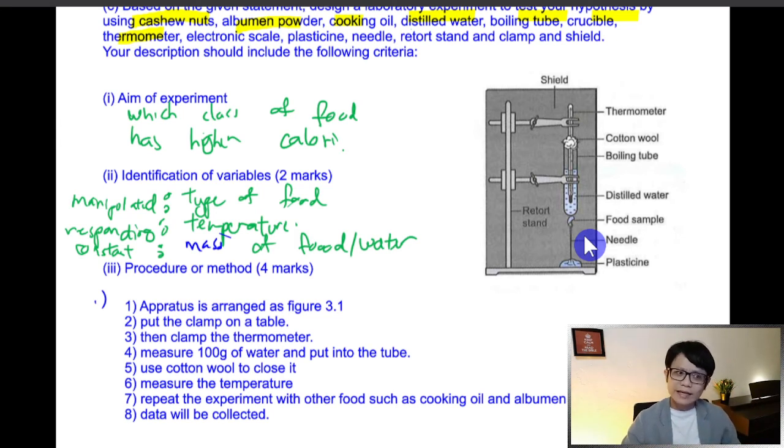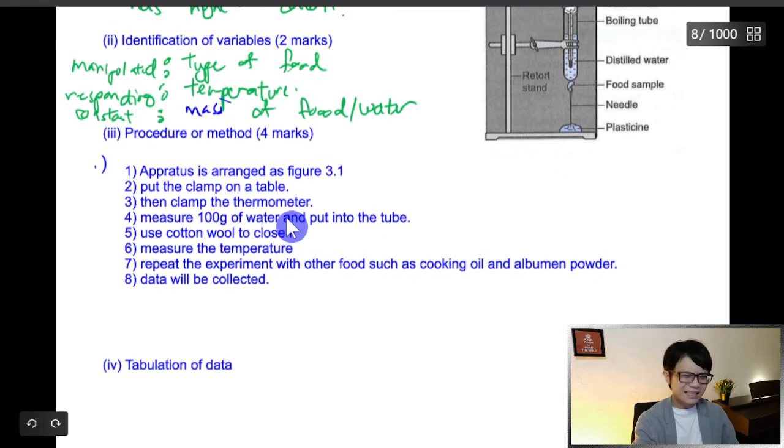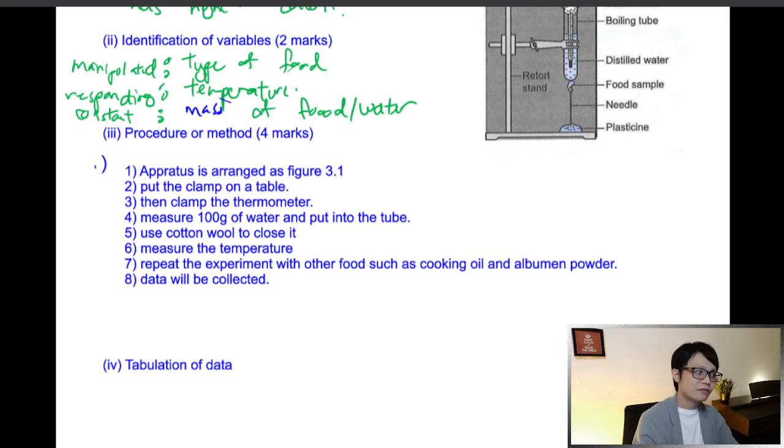So actually it's quite easy. Easily you can get 3 marks for this question. This is 4 marks but easily you can get 3 marks, because when you say arrange, put the thing on the table, repeat the experiment, you already got 3 marks. No need to memorize, but you need to understand the experiment as a whole picture.